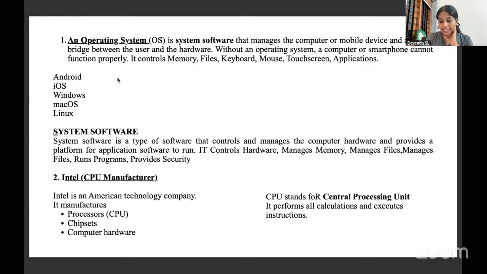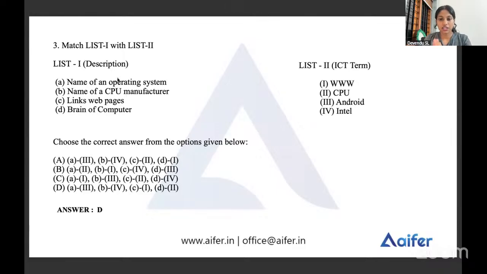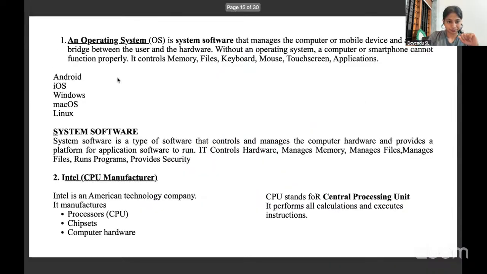So next is Intel. Intel is actually a CPU manufacturer, so we have the name of a CPU manufacturer as option 4, Intel. Intel is an American technology company. It manufactures processors, chipsets, computer hardware, and more. We know what a CPU is. It performs all the calculations and executes instructions. CPU is the main brain of the computer.